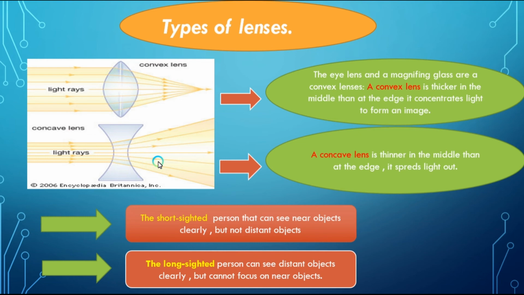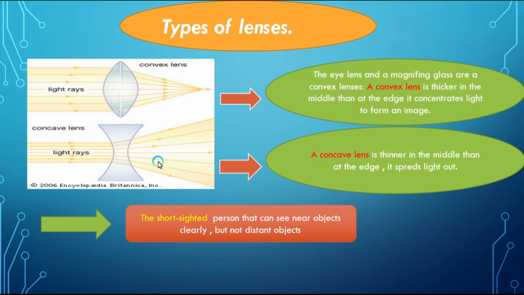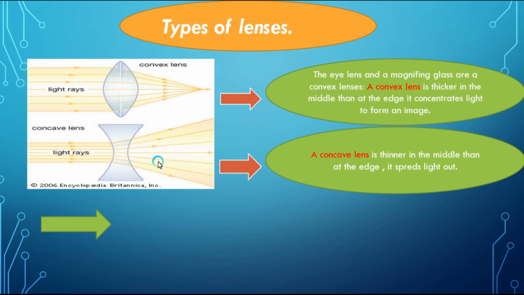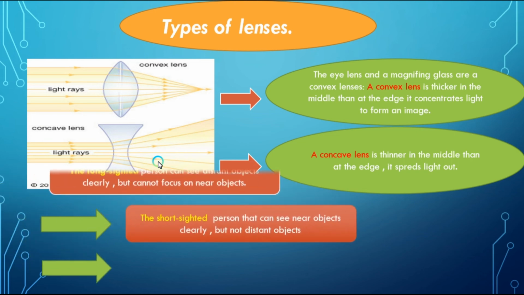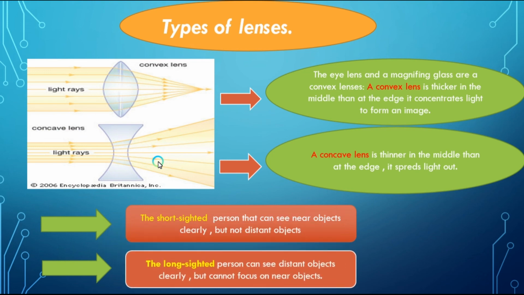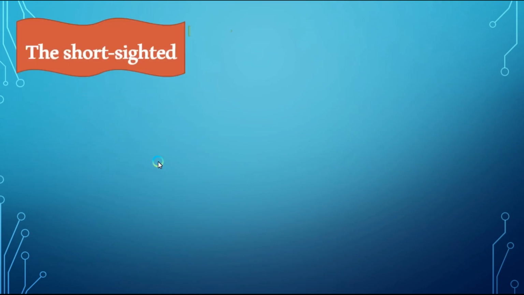So we have two kinds of person with a visual problem. The first can be a short-sighted person. The second one is a long-sighted person. What does long-sighted person mean? He can see only the very distant object. The near object he cannot focus on.